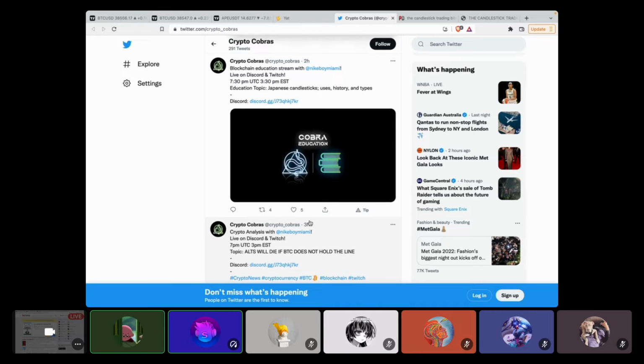Today we're going to be going over the Japanese candlesticks, their uses, their history, and their different types and what they kind of say in the market. Just off the rip, Japanese candlesticks are a way to tell when the reversal's coming, or how much strength the candle has. So let's get straight into it.